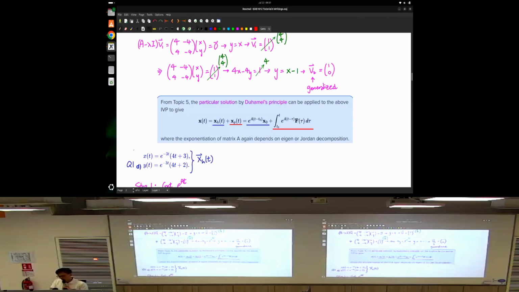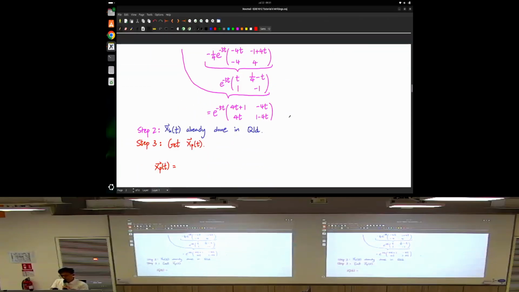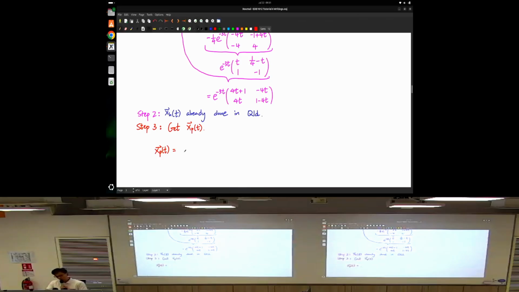So therefore, you have to change the t to t minus tau inside your e to the a expression. Okay? So therefore, this will be integral from 0 to t. So this is your e to the at. So you just copy and paste. Okay, maybe let me rewrite. So it'll be e to the minus 3 (t minus tau). Okay, you can see this is a t minus tau. Then this is 4(t minus tau) plus 1, minus 4(t minus tau). Then 4(t minus tau). Then the last one is 1 minus 4(t minus tau).